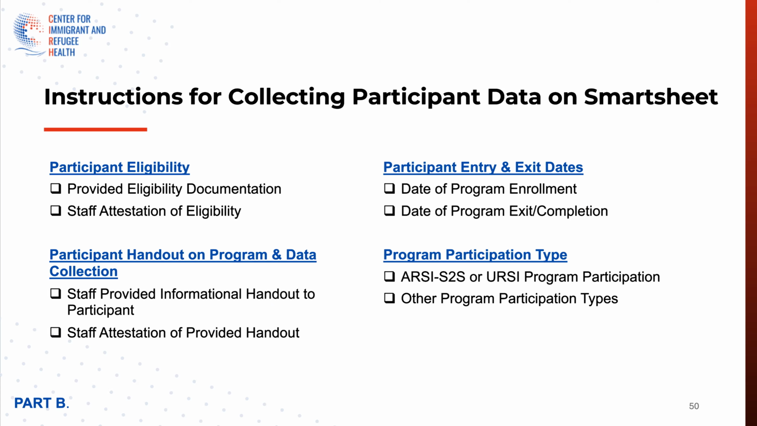We also have their eligibility, whether or not you were provided with eligibility documentation, and just one of your staff members attests that they have received it. We will also be requiring that you check that you give them information on what data will be collected from them so that they're made aware of that. And again, attestation for that. We also ask that you have entry and exit dates, and the type of program that they're participating in.